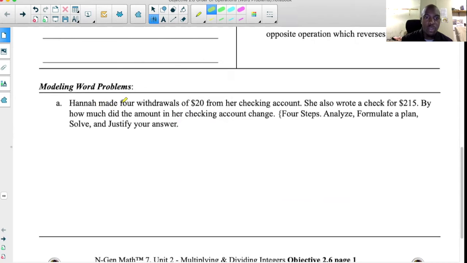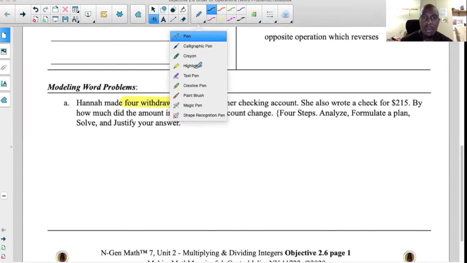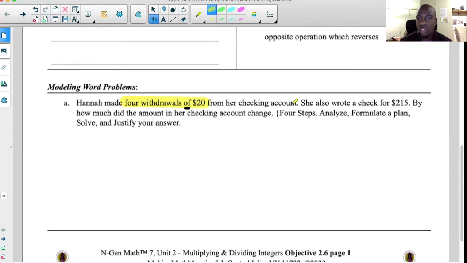Hannah made 4 withdrawals. Even though that word for is not a number, it is important here. It lets us know how many times she withdrew something. And she withdrew $20 each time. 4 withdrawals of. This word of is very important. You know what I'm going to do? I'm going to underline this word as well. Okay? She made 4 withdrawals of $20 from her checking account. She also wrote a check of $215. This is important here. A check, $215.